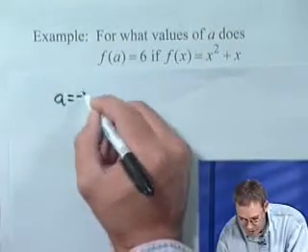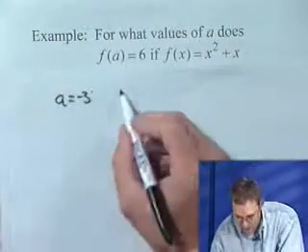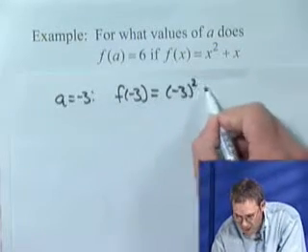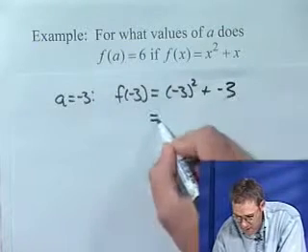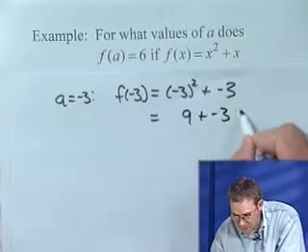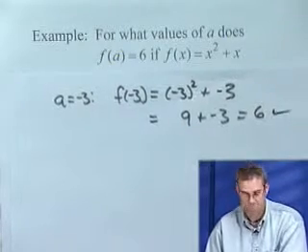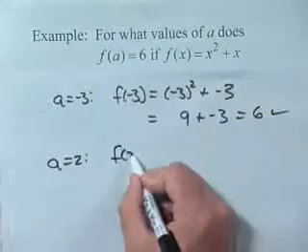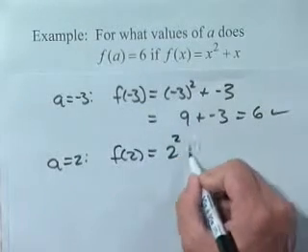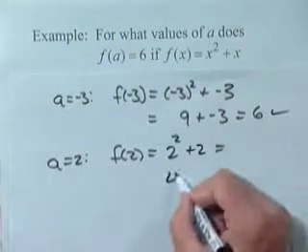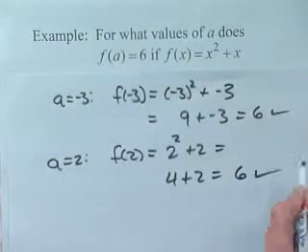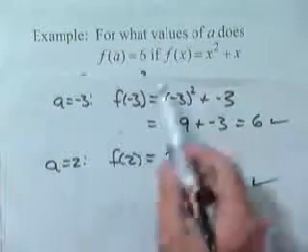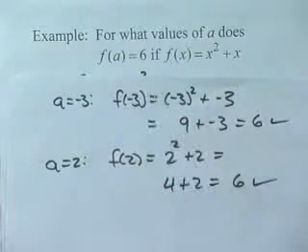So for a equals minus 3, let's plug that into our function. f of minus 3 is equal to minus 3 squared plus a negative 3, which is 9 plus a negative 3, which is 6. Our other value was 2. f of 2 is equal to 2 squared plus 2, which equals 4 plus 2, which equals 6. And that's exactly what we are supposed to prove. We have found the two a values that you can plug into the function that will spit out a 6.